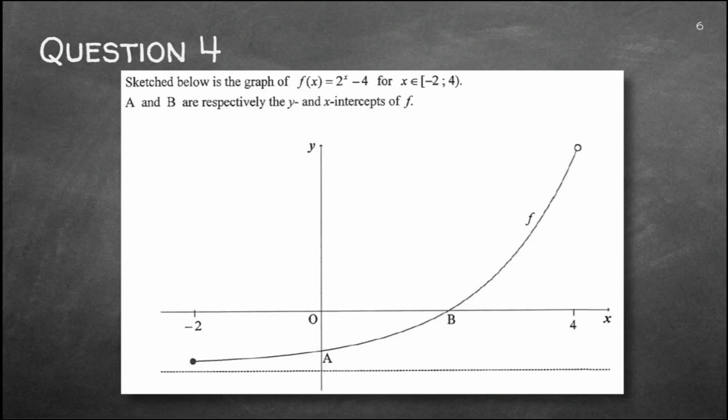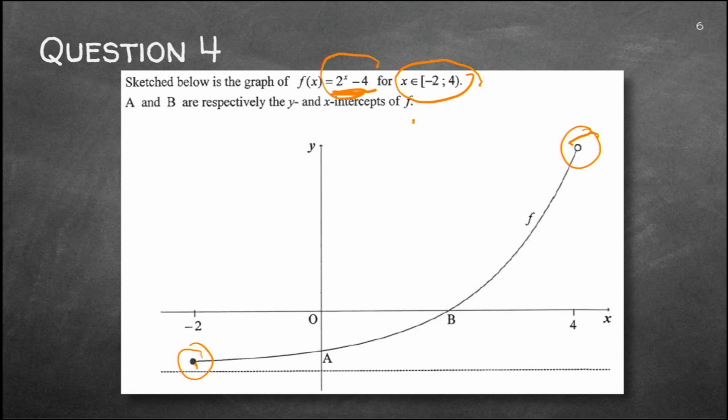So now we're starting with functions and graphs. So sketched below is a graph of f of x is equal to 2 to the power of x minus 4 with this limitation. Very important. So it starts at negative 2 included and ends at 4 not included. A and B are respectively the y and x intercepts of f.